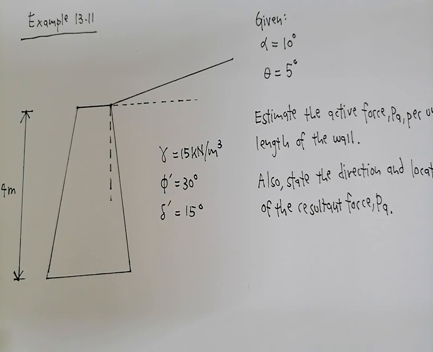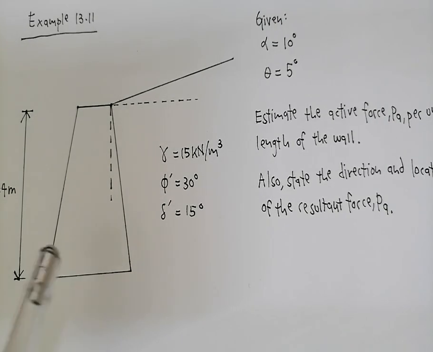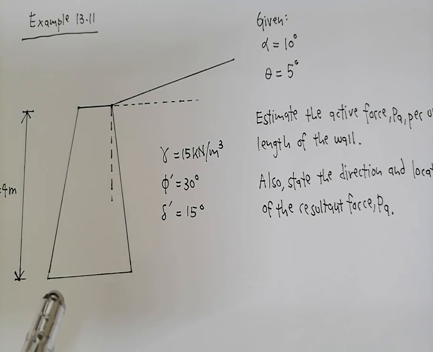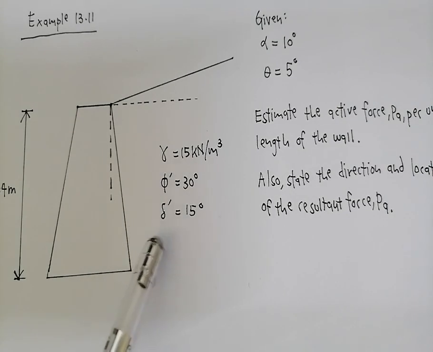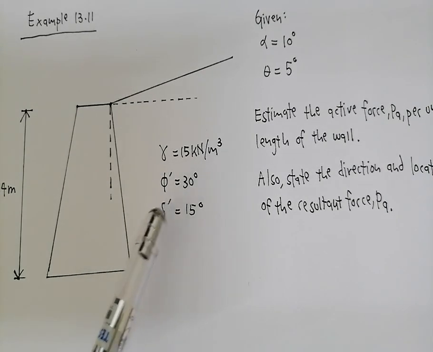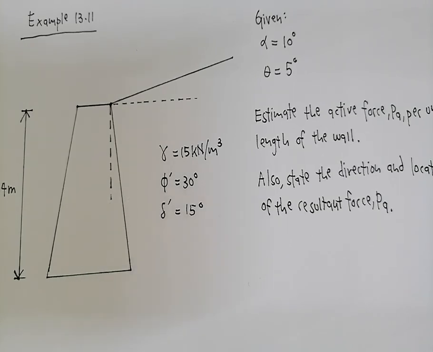All right, I repeat myself. For Rankine's theory, Rankine assumed the retaining wall to be frictionless, no friction between the wall and the soil. But for Coulomb, the one that we will do in this lecture, Coulomb took into consideration the wall friction angle, which is the friction between the wall and the soil.